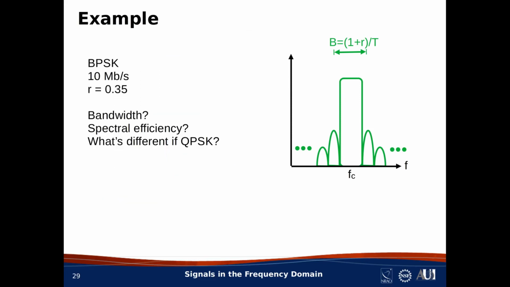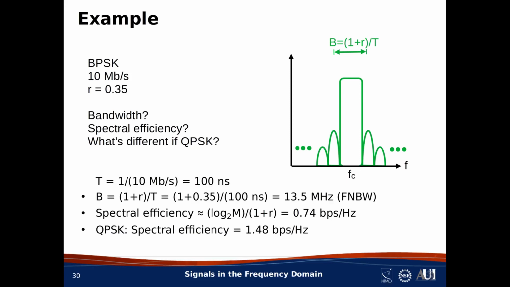So here an example is useful. Let's say we're using BPSK, and we want to send 10 megabits per second using raised cosine pulse shaping with roll-off factor 0.35. Now we want to know the bandwidth and the spectral efficiency. And also, we would like to know what would be different if we switched to QPSK.